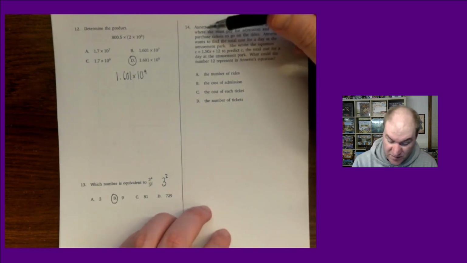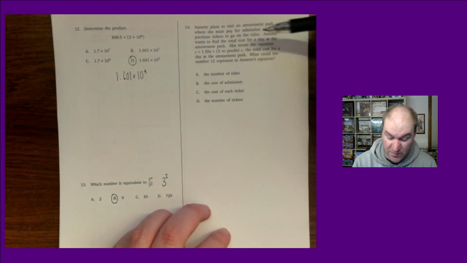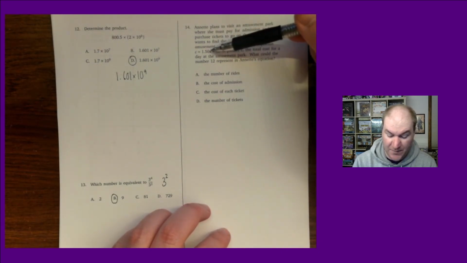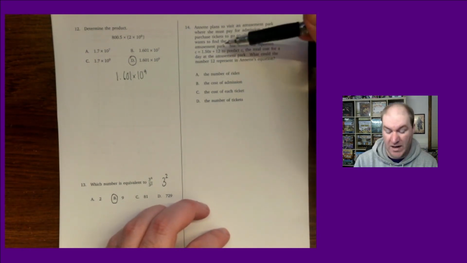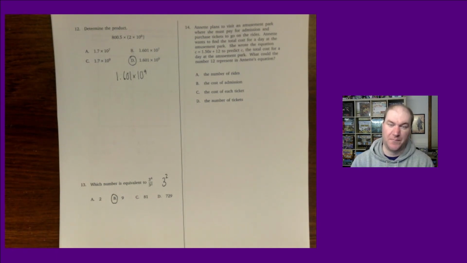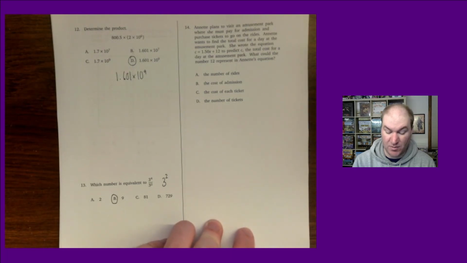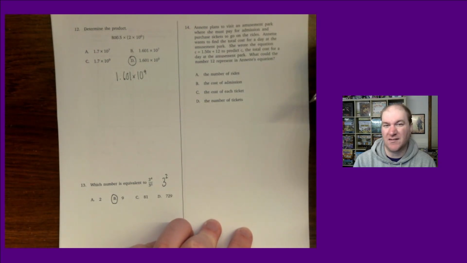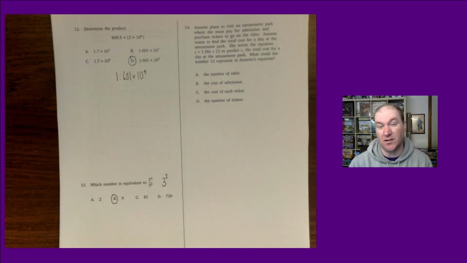So how about this? Does it define here what X represents? She wants to find the total cost for a day at an amusement park. So two things are happening to this X here. X is being multiplied by 1.5 and it's being increased by 12. So X probably represents the number of tickets she purchases. So if we multiply that by $1.50, that means the tickets are $1.50 each, right? And then we add 12 to it. So adding 12 is a flat rate. That's the cost of admission.